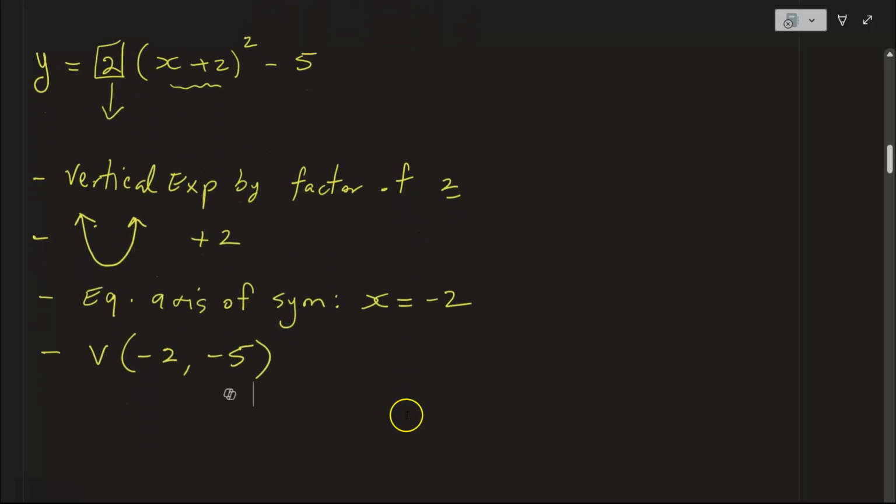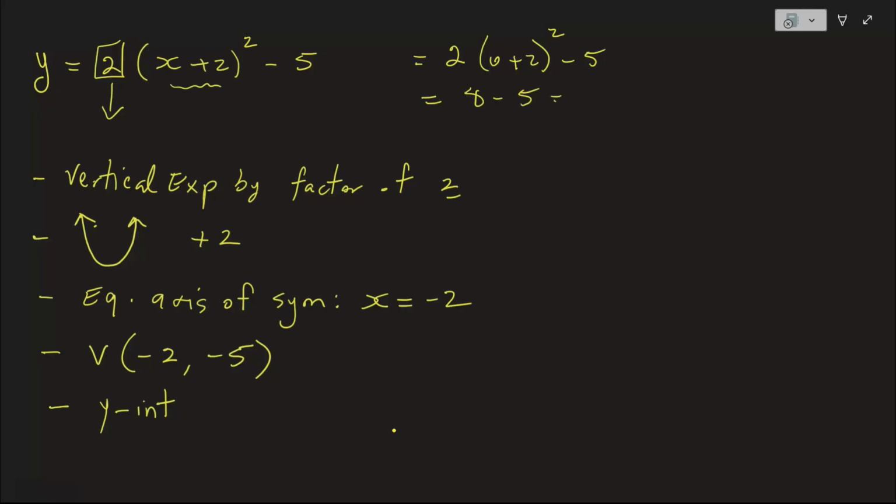Now we could technically find the y-intercept. That's not a big deal. For the y-intercept, you set x equal to 0, you get 2 times (0 plus 2) all squared minus 5, which is equal to 3. So the y-intercept is (0, 3). All the information and characteristics of this function is written.